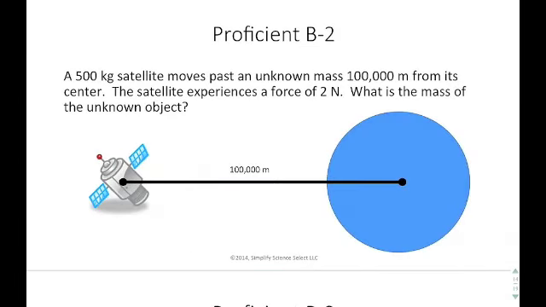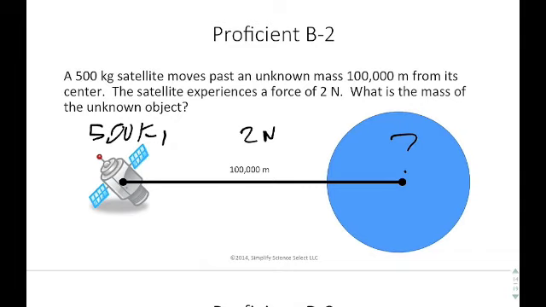So next, it says a 500 kilogram satellite moves past an unknown mass at 100,000 meters from its center. The satellite experiences a force of 2 newtons. What is the mass of the unknown object? So here's my unknown object. Here's my 500 kilogram satellite, and there's a 2 Newton attractive force between them.